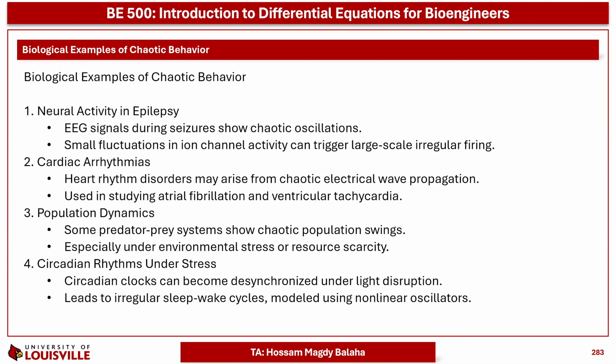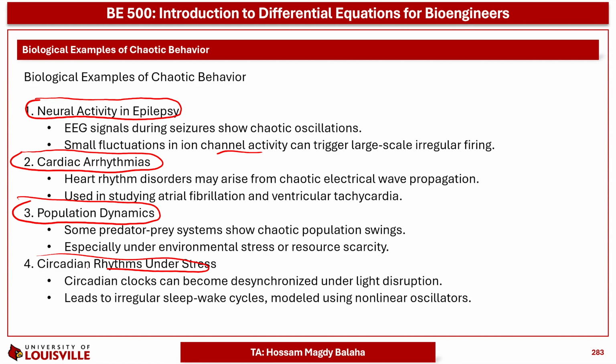There are many examples, including the neural activity in epilepsy, where EEG signals during seizures show chaotic oscillations, and small fluctuations in ion channel activity can trigger large-scale irregular firing. Cardiac arrhythmias, where the heart rhythm disorders may arise from chaotic electrical wave propagation. Population dynamics and circadian rhythms under stress are another two examples. So there are many examples where you can find chaotic behavior.